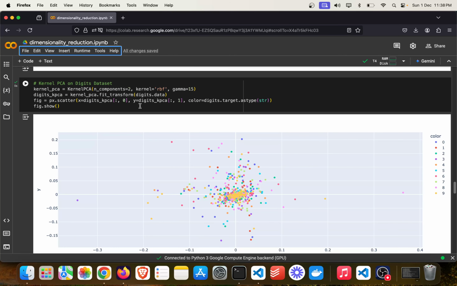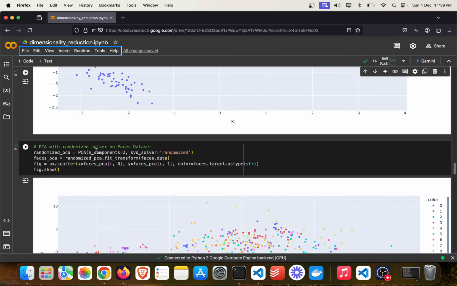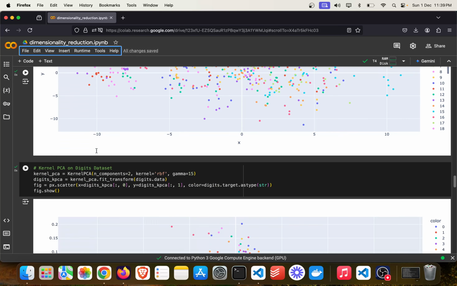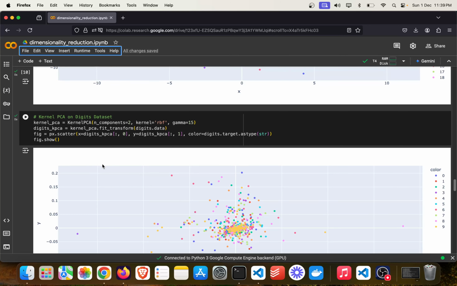Then there is the kernel PCA technique. Kernel PCA is an extension of PCA, and it uses kernel methods to allow for non-linear dimensionality reduction, and we are using the digits dataset here as well.